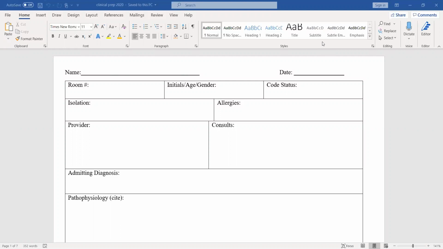I do want to apologize if Luna starts barking in the background. She seems to keep whining and looking at me, so I want to apologize before I get going.